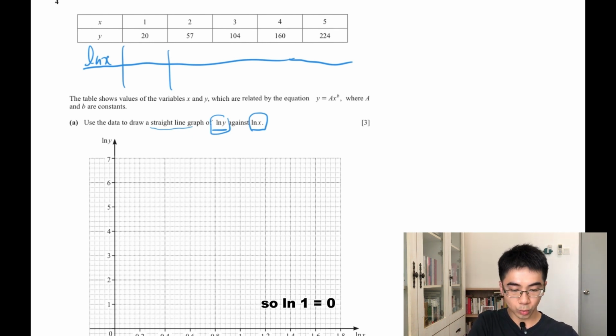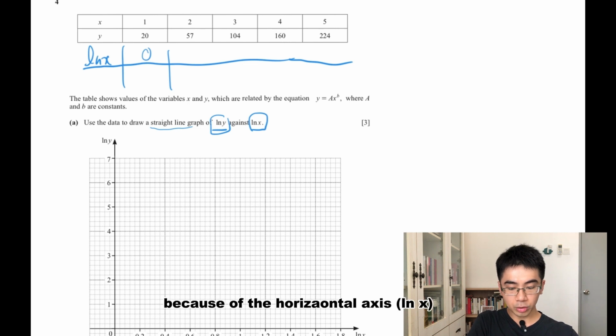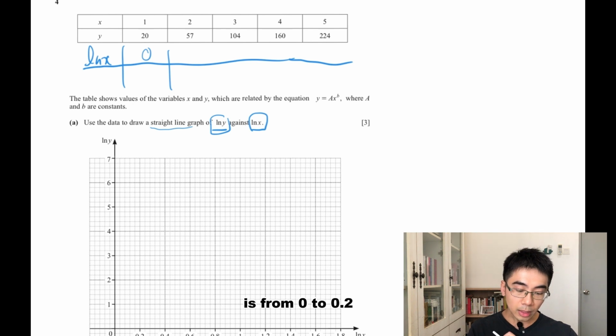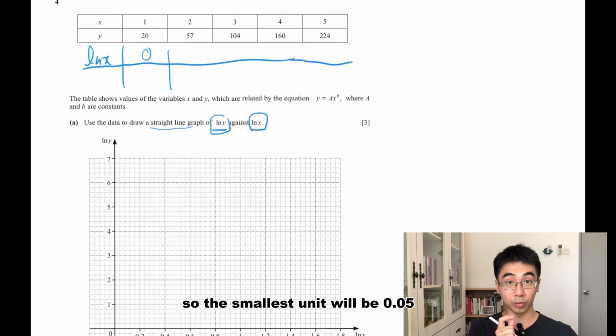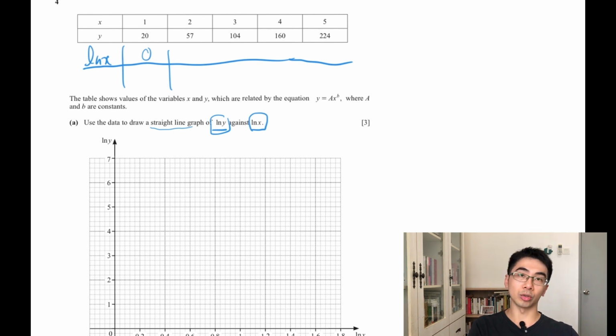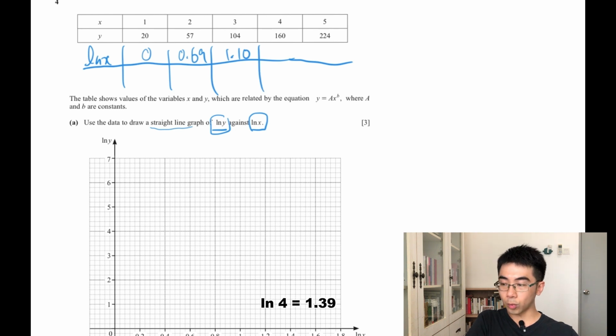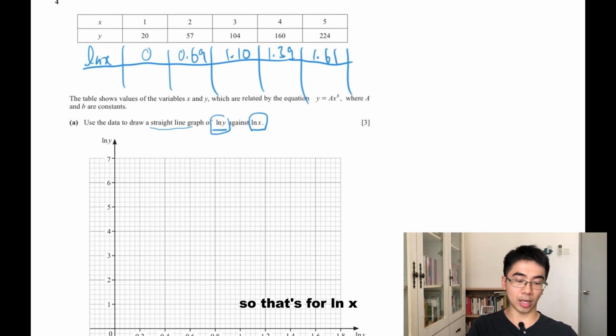So natural log 1, you have 0. And because the natural log x-axis is from 0 to 0.2, the smallest unit will be 0.05. So I will have maybe 2 decimal places for the natural log x here. The next one, natural log 2 will give you 0.69. Natural log 3 will give you 1.10. And then natural log 4 will give you 1.39. And then natural log 5 will give you 1.61. Yep, so that's for natural log x.